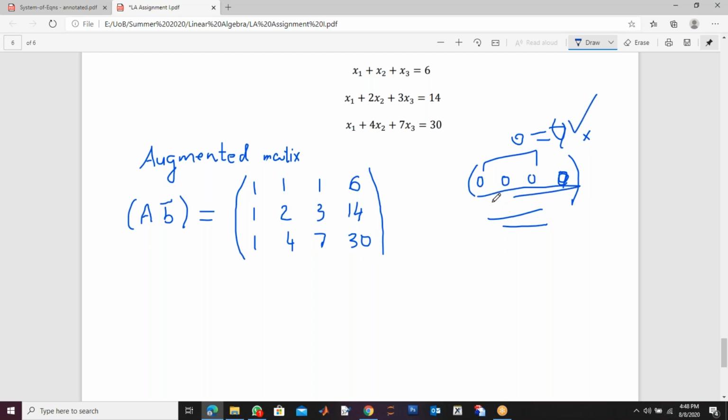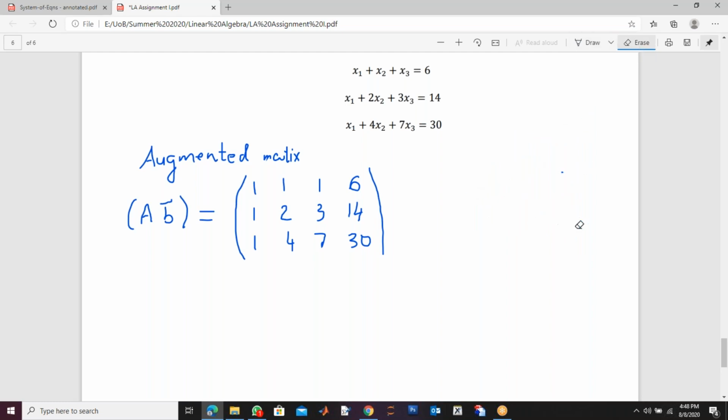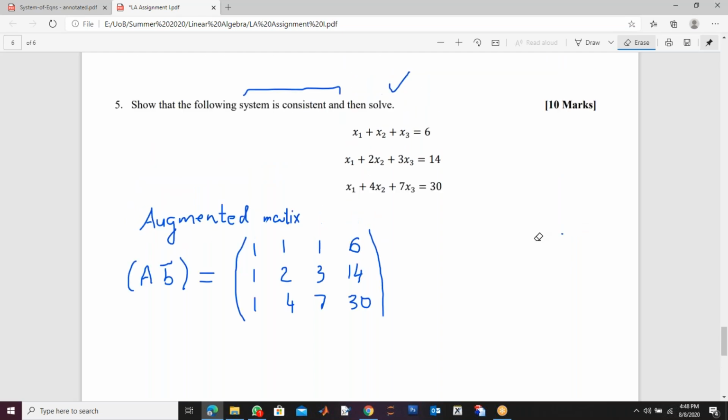When a whole row becomes 0, one variable will be a free variable. The solution will not be unique, that's it. But if it is something like 1, 2, 3, then it is not consistent, just stop there. Initially we cannot say whether it's consistent or not. We have to do some row operations, and after that we will tell you whether it is consistent or not. So consistency will come along.